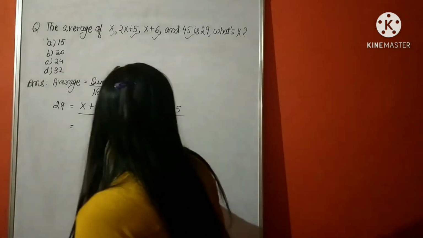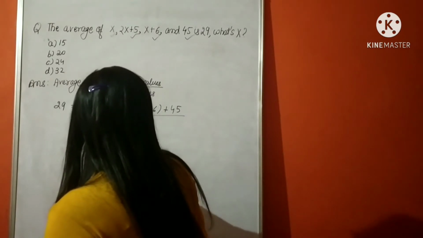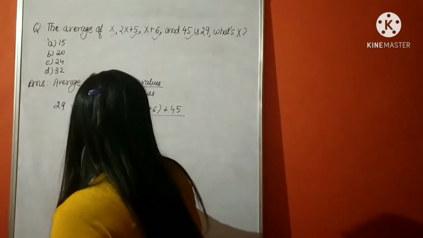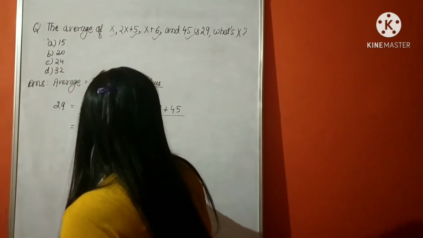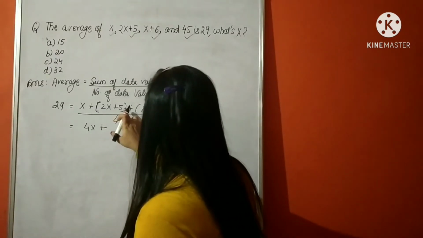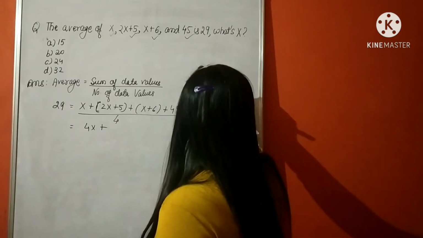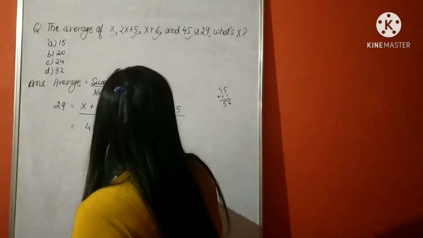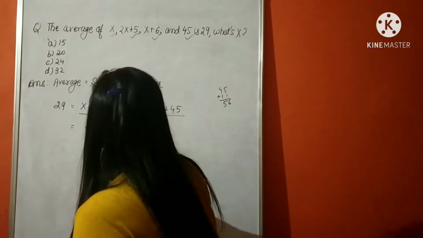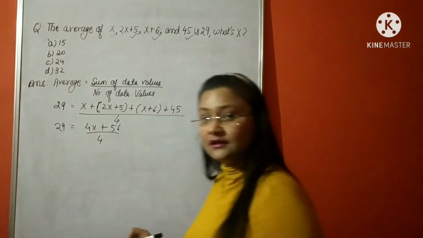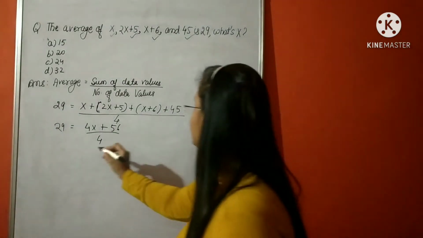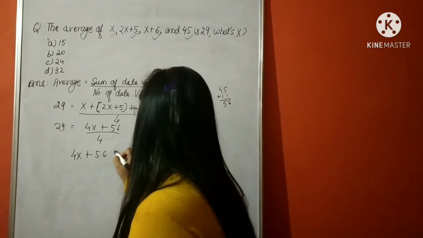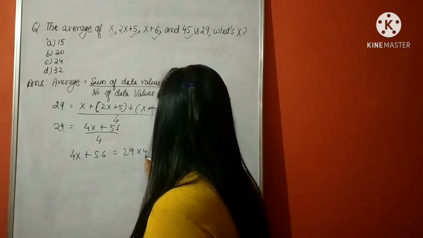So we will do a total of all these values. It will be x plus 2x plus x, which is 4x, plus 5 plus 6 plus 45, which is 11 plus 45, that is 56. 56 by 4. Right? And next will be 4x plus 56 is 29 into 4.